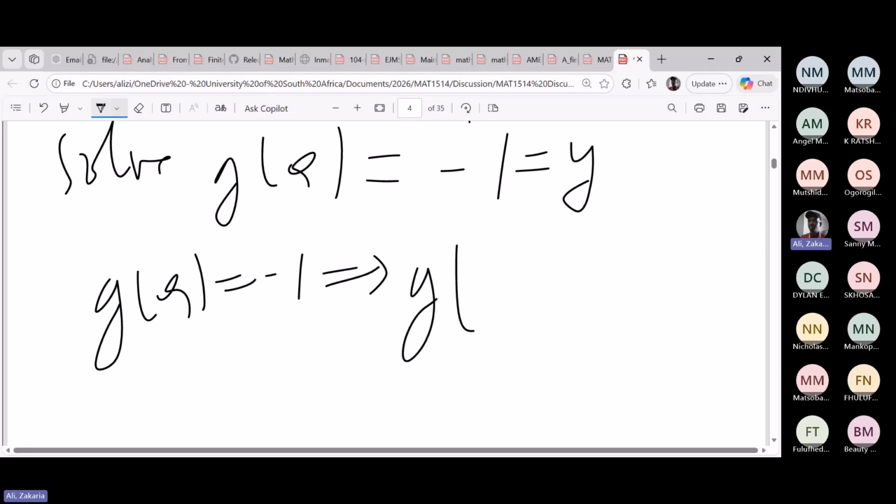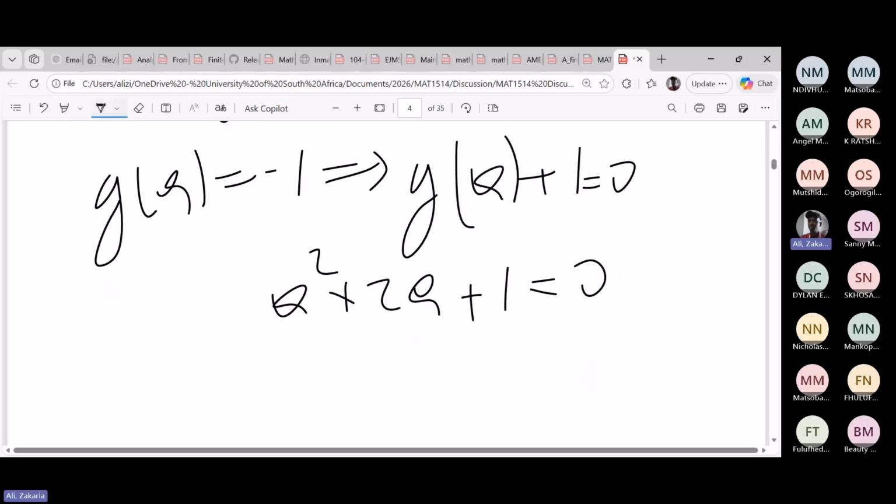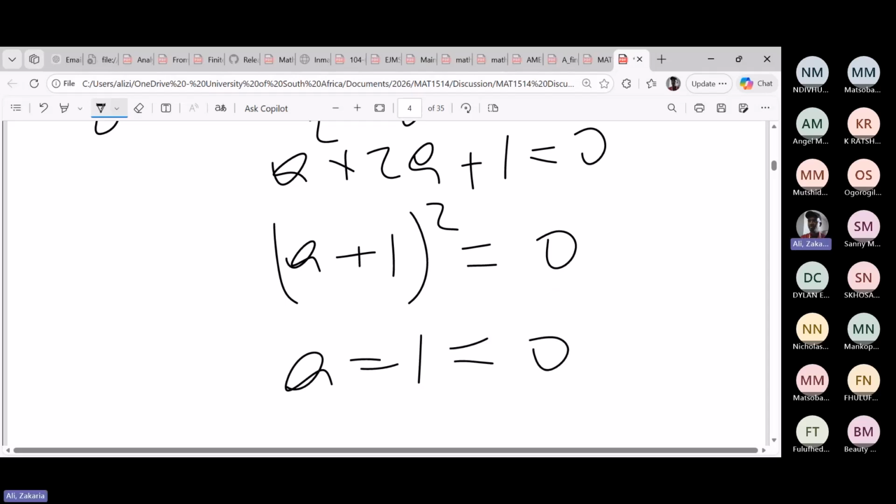Another way is you take g of a equal to -1. It implies that g of a plus 1 equal to 0, but g of a is a squared plus 2a, so a squared plus 2a plus 1 equal to 0. So when you look at it in this way, the new graph, if you take it back to the remarkable identity that I just said, is a plus 1 squared equal to 0. So in a way, it's just a plus 1 equal to 0, or you write it as a equal to -1. Right? That's another way of looking at it.